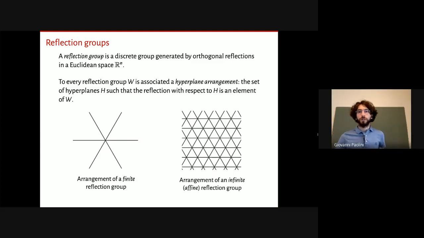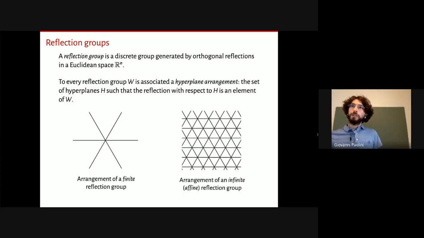On the right, we have an infinite arrangement associated with an infinite reflection group. I will call infinite reflection groups affine reflection groups, for a reason that we're going to see later. In this case, the group is generated by infinitely many reflections, one for each line that you can see in the picture. However, a finite number of reflections is enough to generate this group.